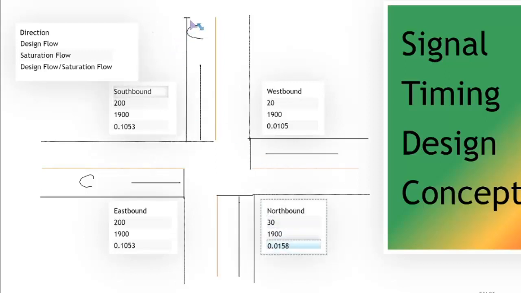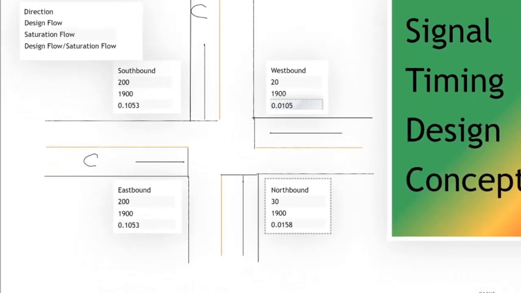And hence the ratio is 0.0158. So the critical direction is the southbound because the volume to capacity ratio is 0.1053 versus northbound, which is only 0.0158. If you consider the eastbound and westbound, eastbound is the critical direction because it's 200 cars and the ratio is 0.1053 versus westbound, which is 0.1015. So now how do you optimize the cycle length to handle this particular amount of traffic? And that's what we will look at next.